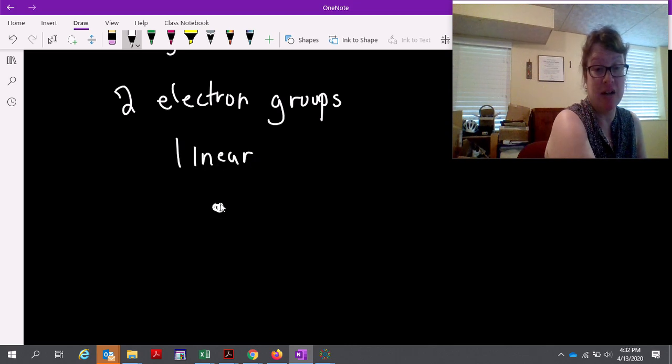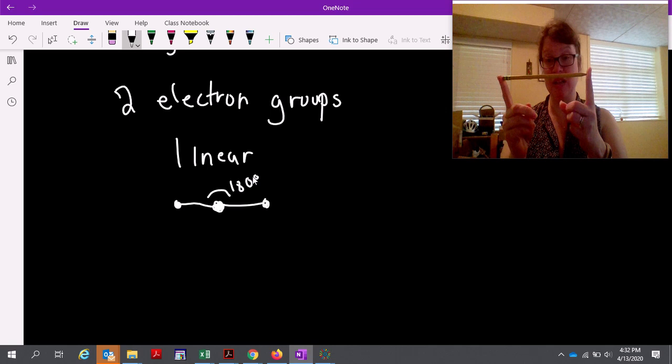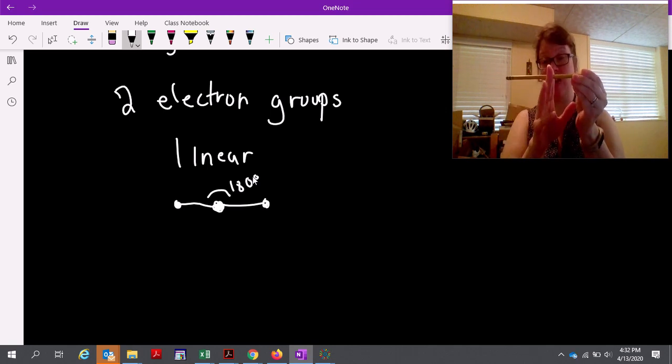And we represent it on the page with the central atom and our 2 electron groups coming off of it. And it has a 180-degree angle. And so we can look at that in a couple ways. First, we can look at that just like a pencil, right? So it's just a line. We can visualize our central atom somewhere halfway in the pencil and our 2 electron groups. So that's our 180-degree angle.